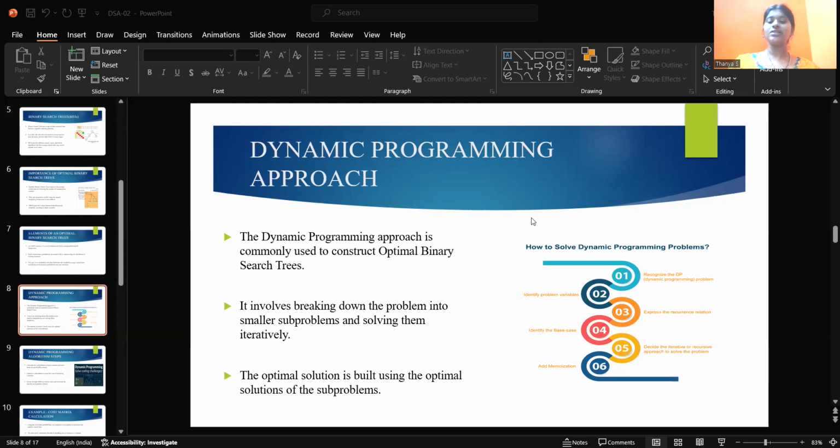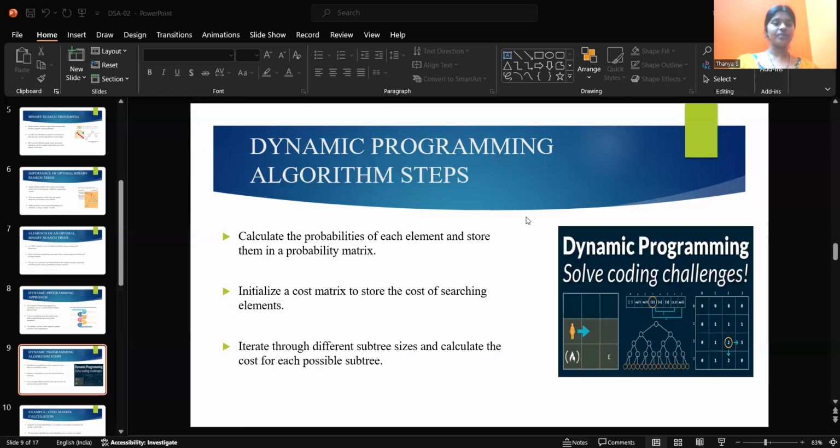So how do we solve these dynamic programming problems? The first step is to recognize the dynamic programming problem. Next, identify the variables. Then express the recurrence relation. Then identify the base case. Then decide the iterative or recursive approach to solve the problem. Then add memoization. So these are the six steps to solve dynamic programming problems.